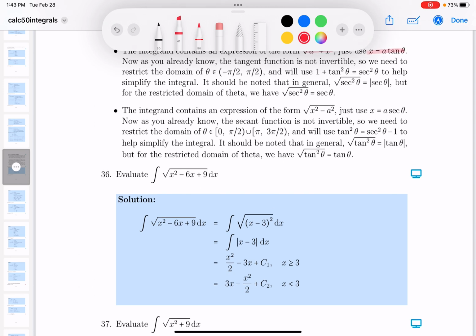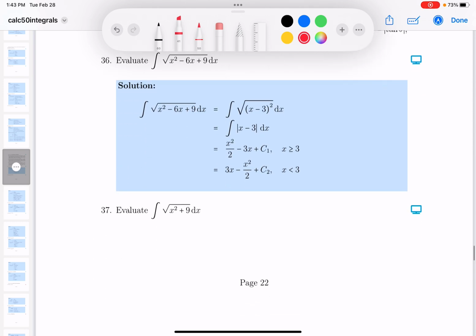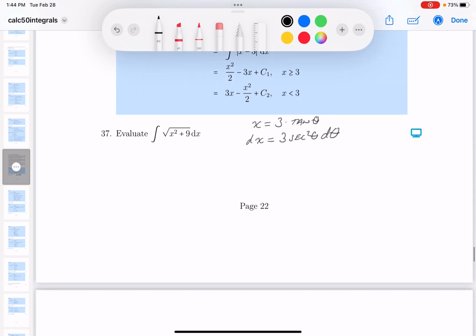By the way, they give you a nice invertible region too to make things a lot easier for us. Let's write this down now. So taking their suggestion, x would equal a, which is 3, because 3 squared is 9, tan theta. And then I'll write down dx. And dx will be, let's see, 3 secant squared d theta.